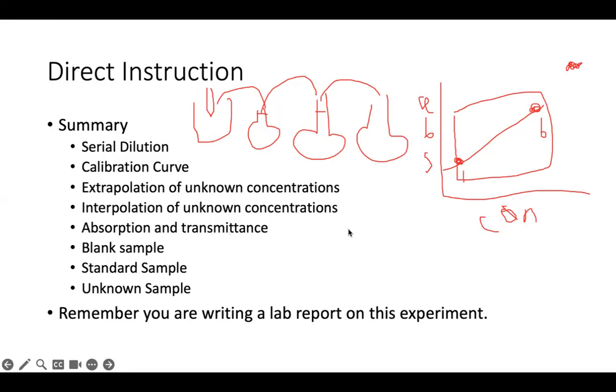Absorption and transmittance. We talked about this last week. Absorption is the amount of light a sample absorbs, and transmission is the light that does not get absorbed, so it goes through. And this is what our spectrometer reads. It's the light that is transmitted. The photons that go through then hit the detector.